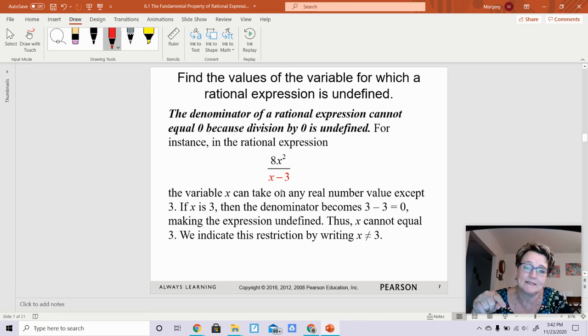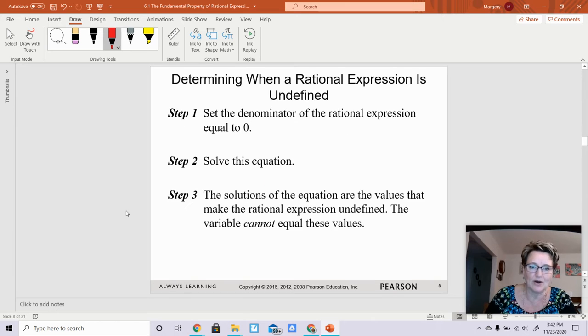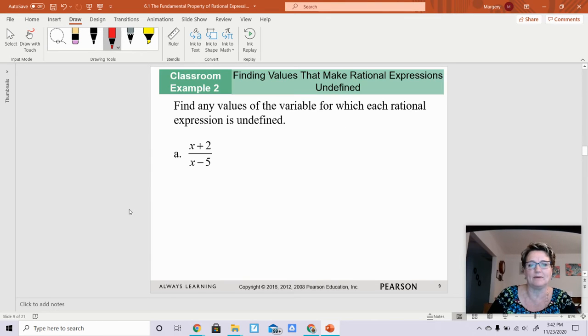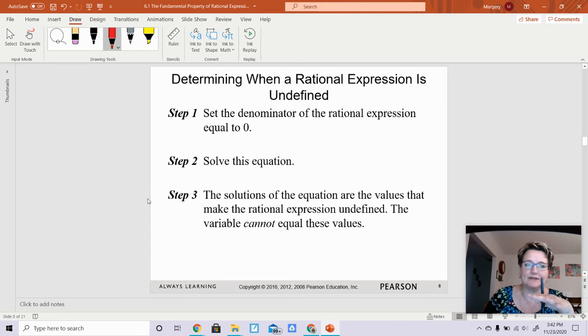Whatever that number happens to be, if you subtract it by whatever the expression is, you could get 0 in the denominator, and you cannot have 0 in the denominator. So let's actually do a problem just to make it easier. Please read through this on your own, but let's go through the steps real quickly.